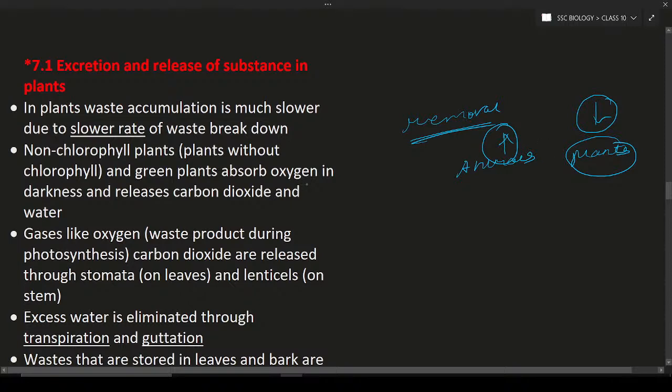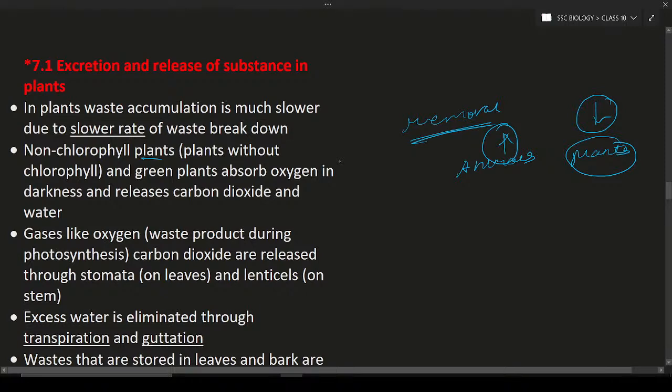Here, the non-chlorophyll plants. In the previous lectures also we discussed non-chlorophyll plants. Can anyone answer what is meant by non-chlorophyll plants? Where can you see them, and can you name such a plant? Name a plant which does not have chlorophyll and does not perform photosynthesis.